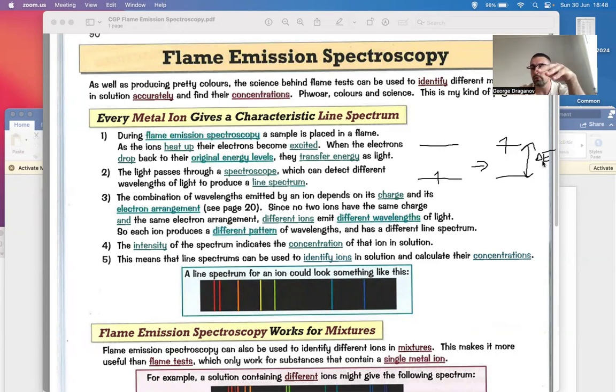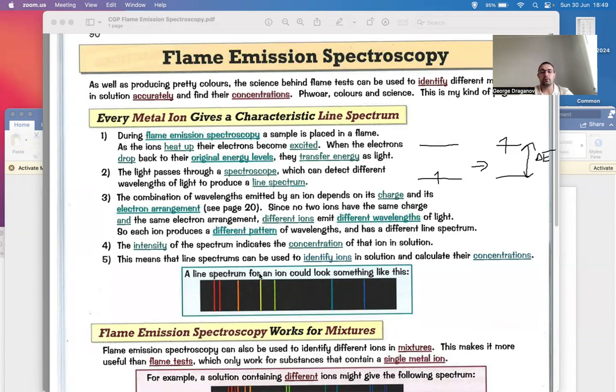If you do physics, obviously you know that the energy gap is equal to Planck's constant times frequency, which is Planck's constant times speed of light over wavelength. But that's way beyond what we need. The important thing is that colors arise from electrons being excited, relaxing, and releasing energy. Now, if you pass that light through a spectroscope, you can detect different wavelengths of light and produce what's called a line spectrum.